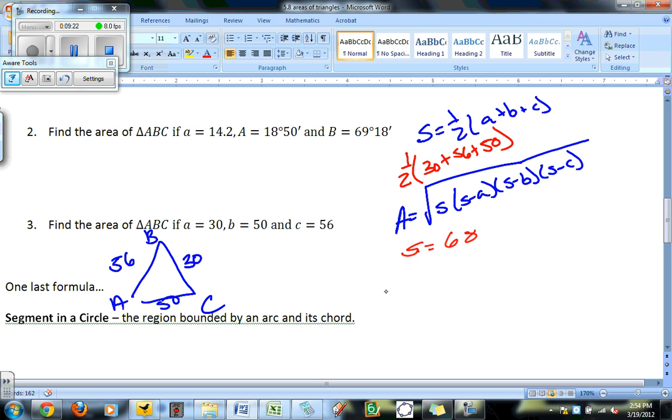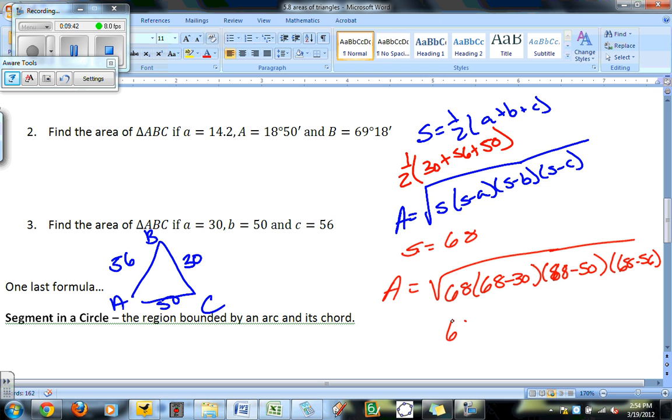And now for the rest we just need to plug in the formula. So the area equals the square root of 68 times (68 minus 30) times (68 minus 50) times (68 minus 56). And then, so now we have 68 times, let's see, this is 38 times, or sorry, this should be 58, my bad. 58, and this is 38. No, that's a 68. Sorry. This is 18. And this is also 38.